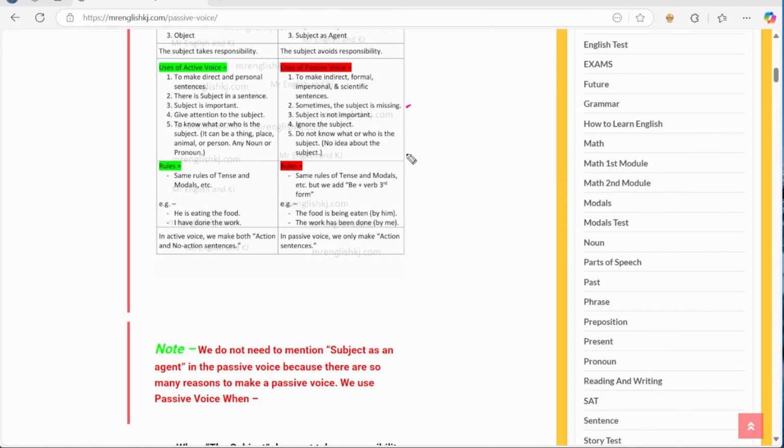Now, sometimes subject is missing. Subject is not important. We ignore the subject and do not know what or who the subject is. These are also the reasons when we use passive voice. Okay. This one, we know the subject here, but we have other reasons. Here, we don't know the subject majorly. Maybe subject is missing, subject is not important, we ignore the subject and we don't even know who the subject is. In these situations, we just make the sentence and good to go. Remember that. And the active is totally opposite to it. Okay, direct personal sentence. Subject is taking responsibility and we know who the subject is. Everything is about the subject. Subject is the most important person.